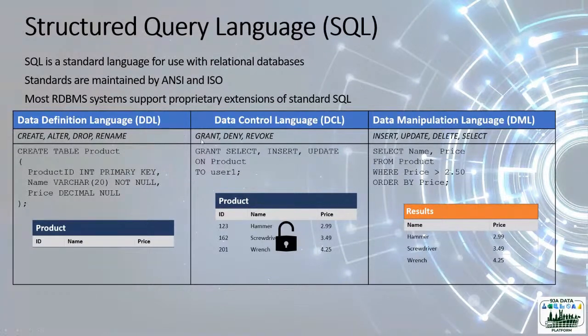Just as an instance, this syntax tells me that at the point of data definition, I have created a table: product ID, integer, primary key, make it the primary key for me, name. So this is just SQL syntax. While we have data control here, like grant select, insert, update on product to a particular user.